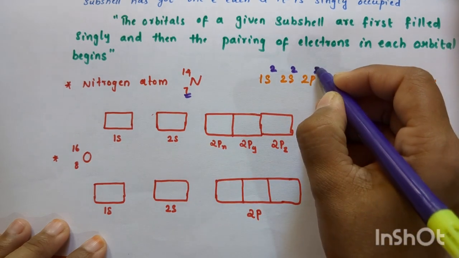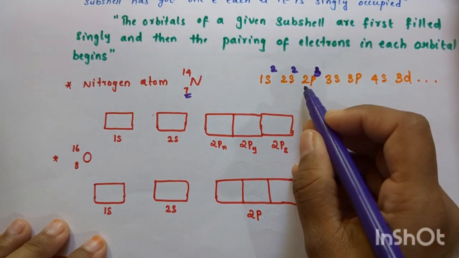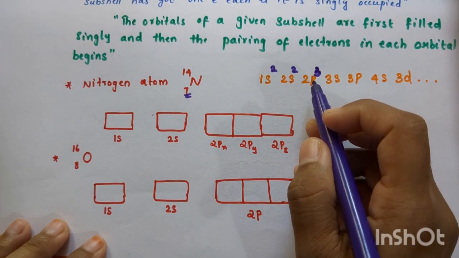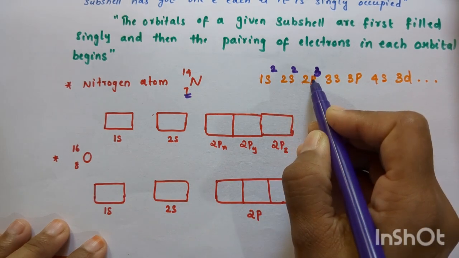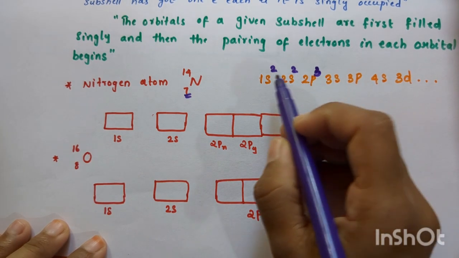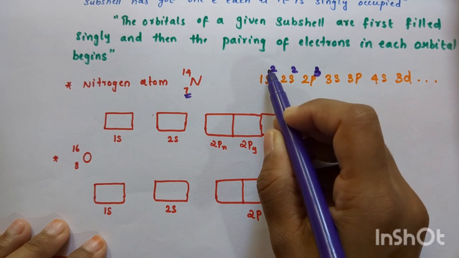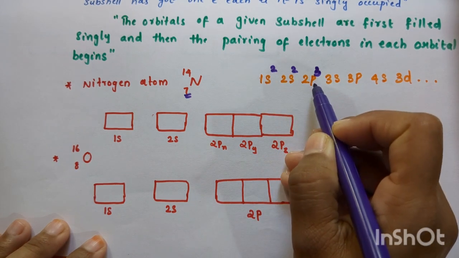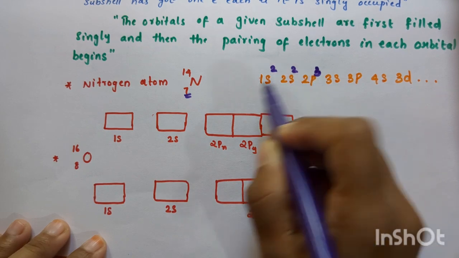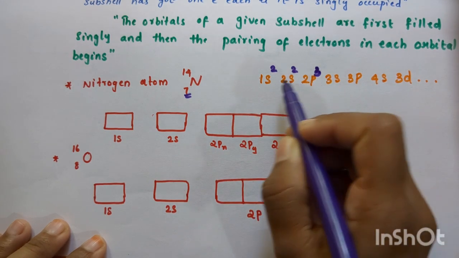Sorry, this is 7, no? So 3. A p subshell can have a maximum of 6 electrons in it. So here we can write 1s2, 2s2, 2p3 as the electronic configuration of nitrogen, because an s subshell can have a maximum of 2, another s subshell can also have a maximum of 2, and a p subshell can have a maximum of 6, but here we have only 3 electrons.